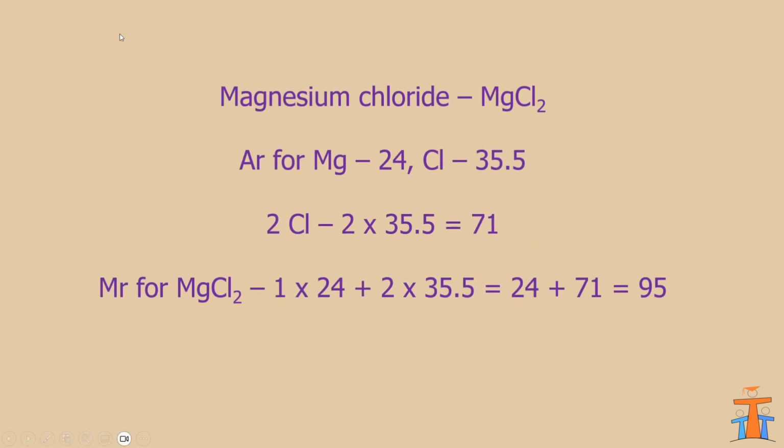Example 2. Magnesium chloride. The formula for magnesium chloride is MgCl2. Relative atomic mass for magnesium is 24 and for chlorine is 35.5. In magnesium chloride, MgCl2, there are 2 chlorine atoms in it. So the mass of chlorine is 2 times 35.5, which is equal to 71. The calculation for Mr for MgCl2 is 24 plus 2 times 35.5, which is equal to 24 plus 71, which is equal to 95.